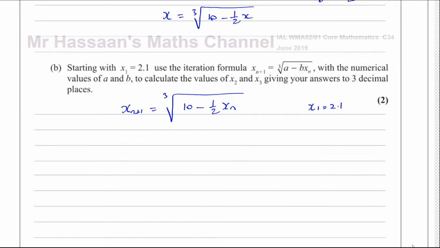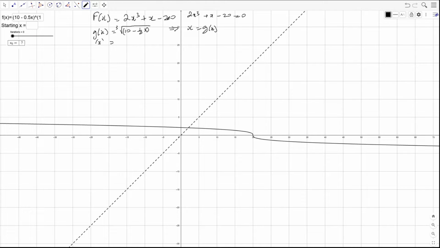Okay, so here we have something from GeoGebra, where we're going to try to illustrate what's happening when we are doing what's called fixed point iteration, to find the roots of an equation. So what we started off with was f of x equals 2x cubed plus x minus 20. And we were asked to make x the subject, which we did. We end up with the cube root of 10 minus a half x.